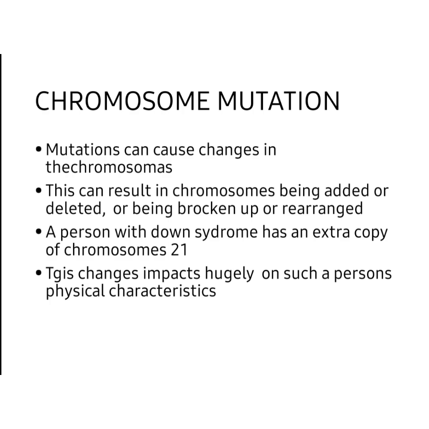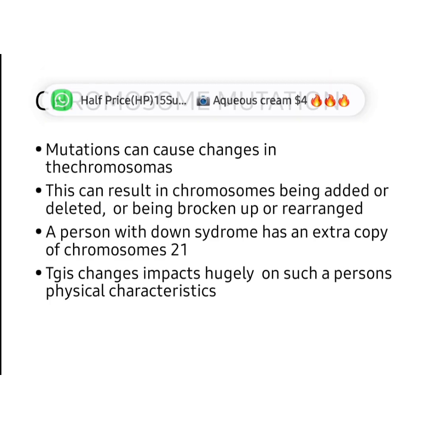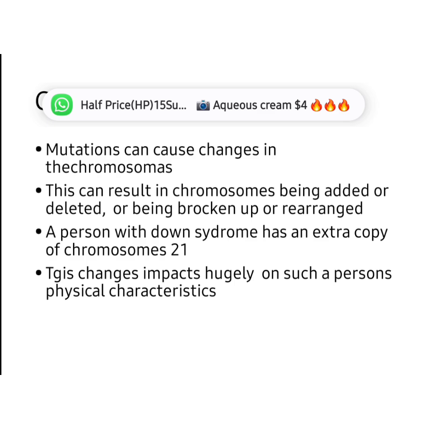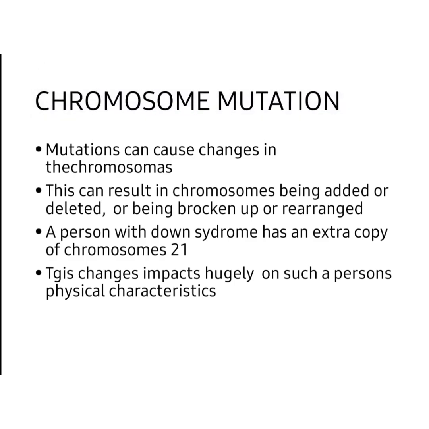Chromosome mutation. Mutation can cause change in the chromosomes. This can result in chromosomes being added or deleted or being broken up or rearranged. Do you get what I'm saying? A person with Down syndrome has an extra copy of a chromosome. These changes usually impact such a person's physical appearance characteristics.